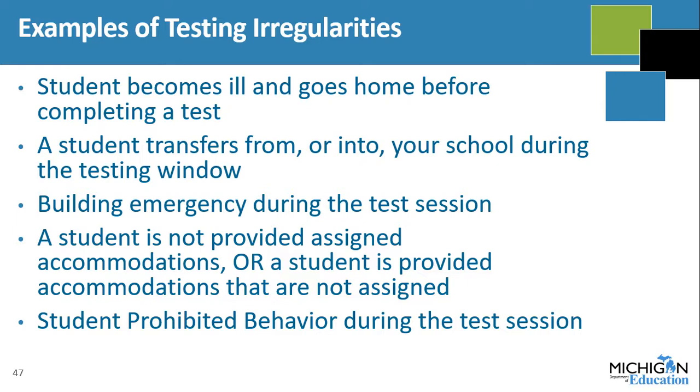Some examples of testing irregularities can be if a student becomes ill and goes home before completing a test, or a student may transfer from or into the school during the testing window, or if a building emergency occurs during the test session. Also, if a student is not provided assigned accommodations or is provided accommodations that are not assigned, or a student exhibits prohibited behavior during the test administration. These irregularities are examples of reasons that an incident report should be submitted.